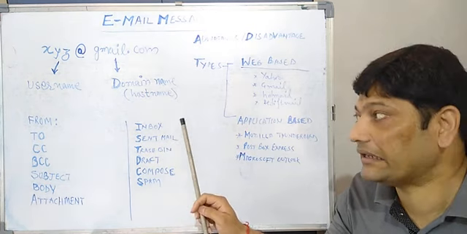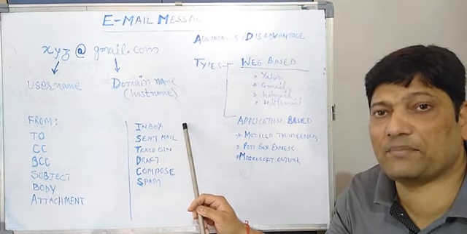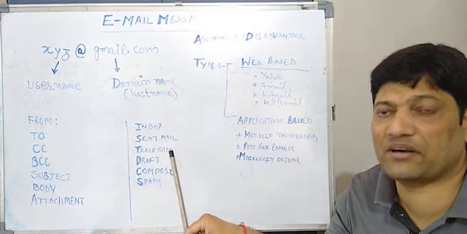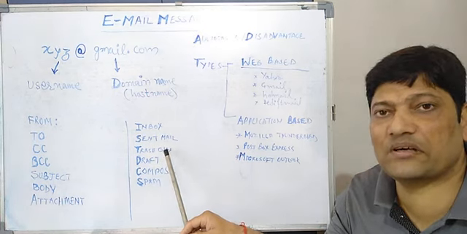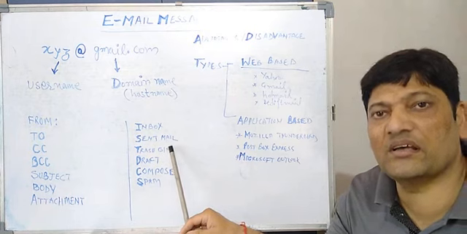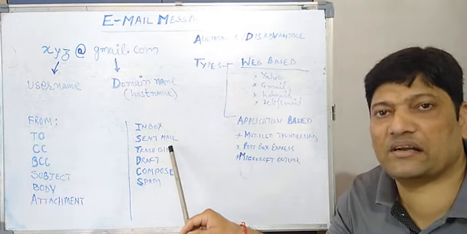That means in case you delete a particular mail by mistake and you want to recover it, you can search for it in the trash bin. But if you remove the mails from the trash bin, they will be deleted permanently.